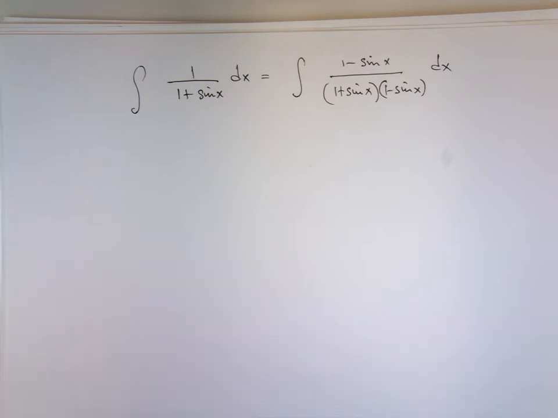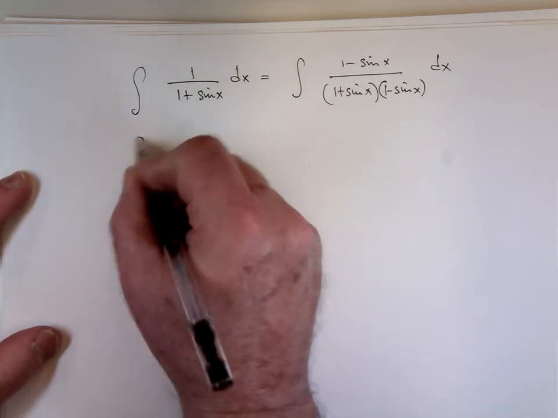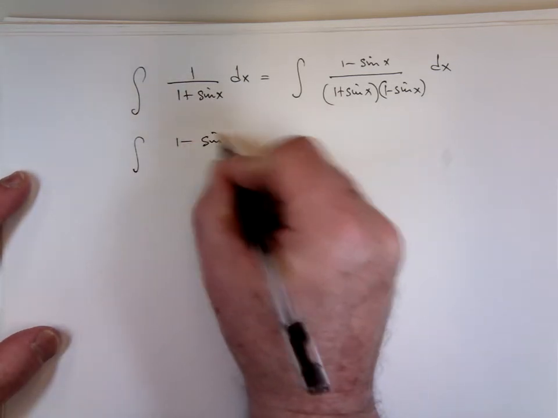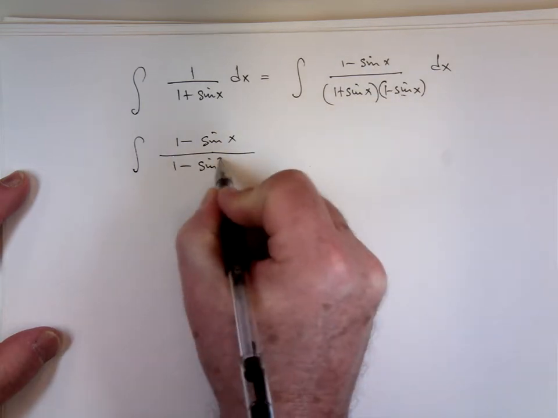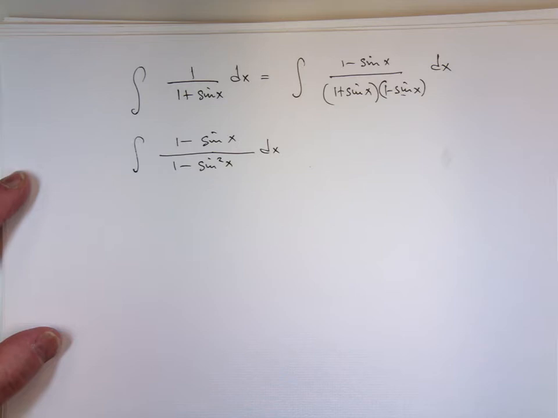So what happens here? You get 1 minus sine x. When you multiply this out, you get 1 minus sine squared. No middle term. But what's 1 minus sine squared?